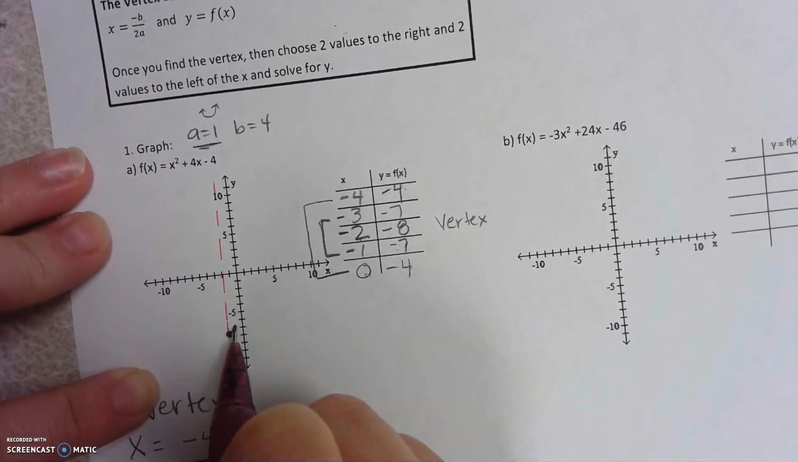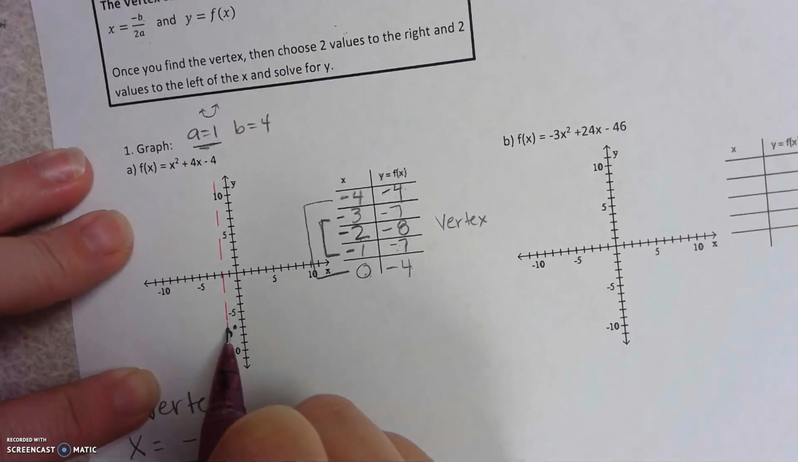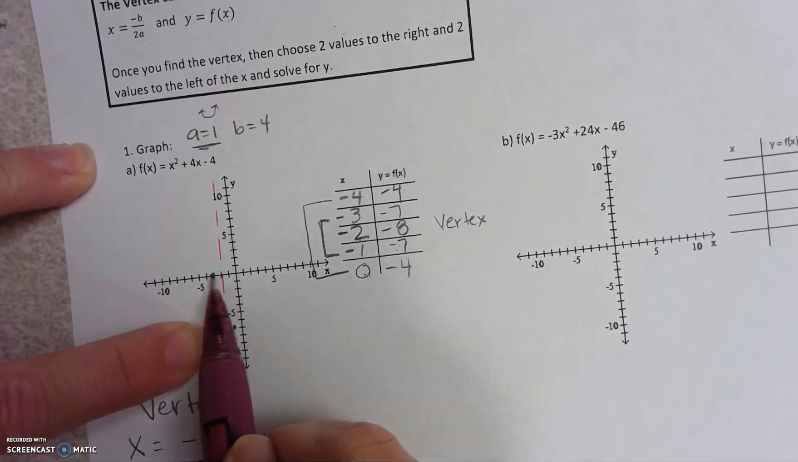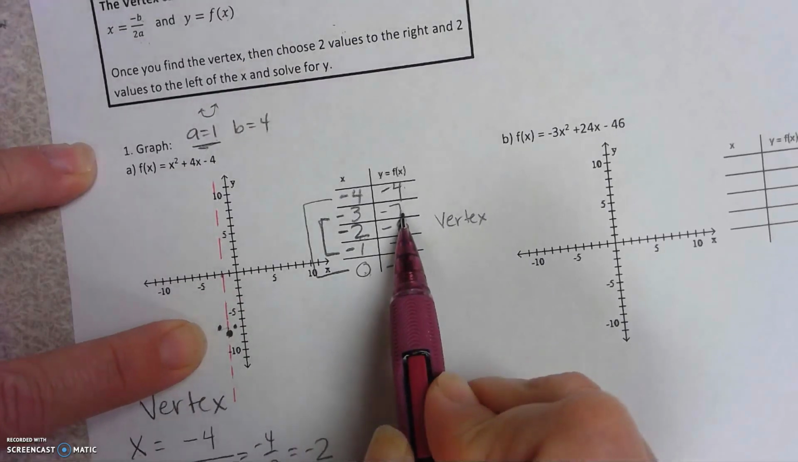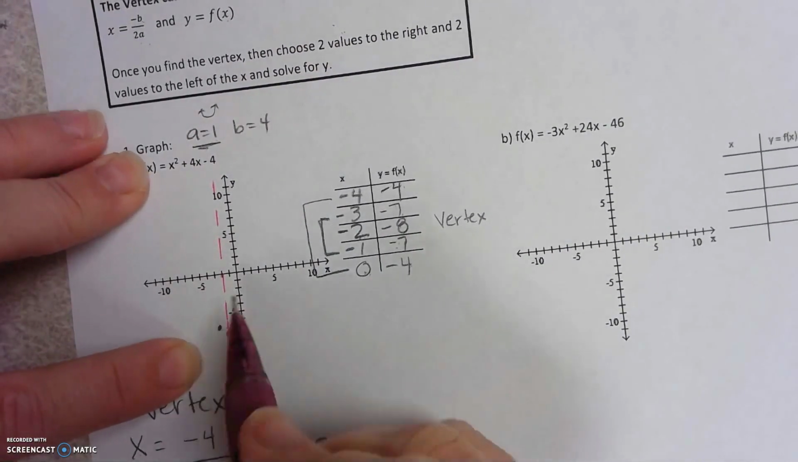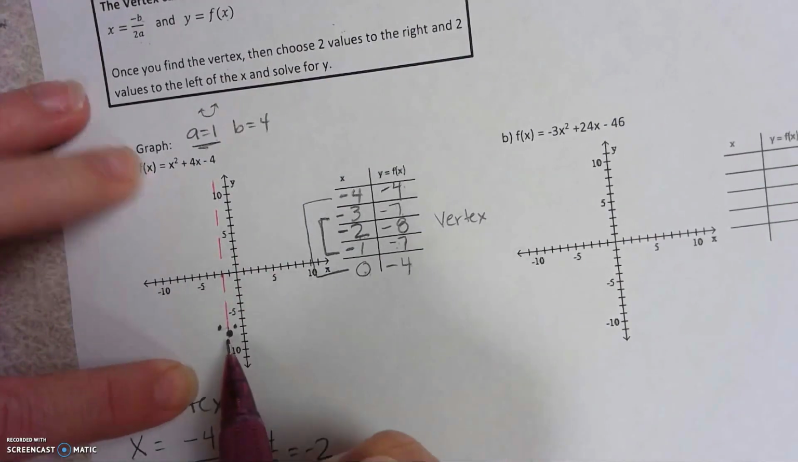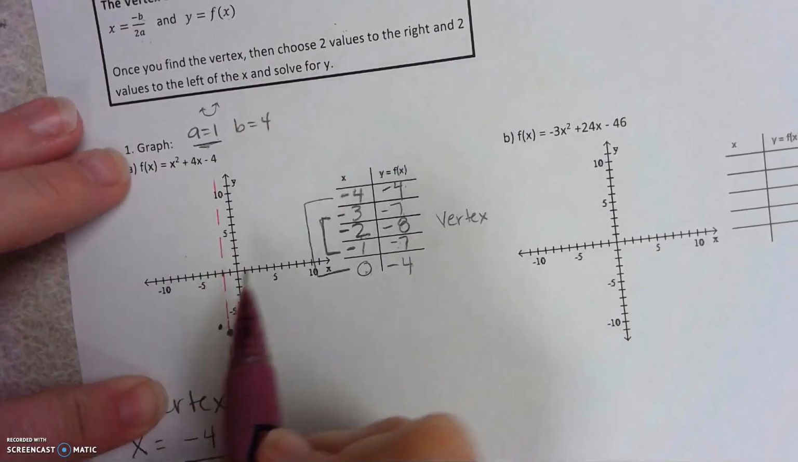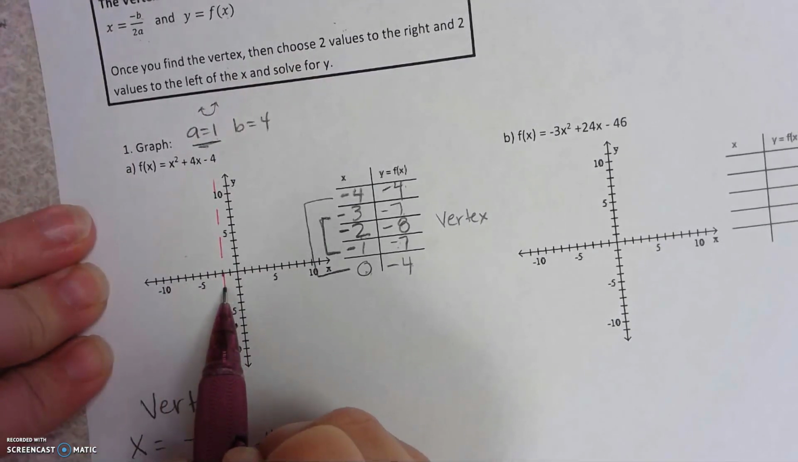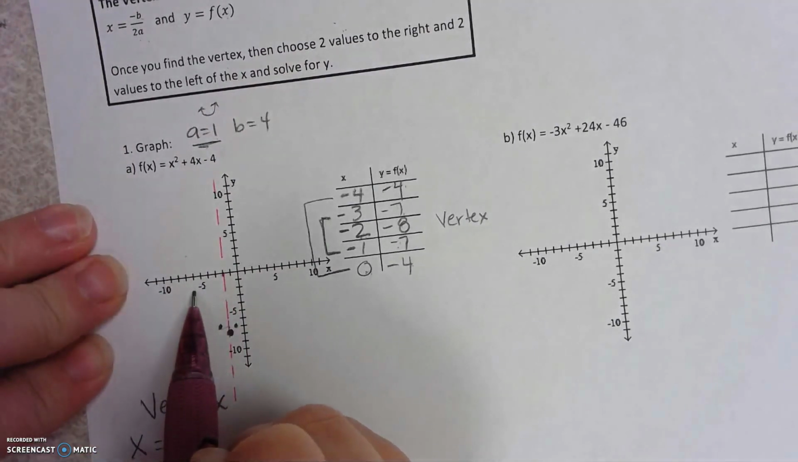So from here, if I go 1, then I should be able to go 1 to the left and have a matching point. And I'm going to verify that. I should have a point at negative 3, negative 7, which you see I do right here. So that's another way you can graph the points also: if you know half of them, then you can easily find the other half by counting back to the axis of symmetry and continuing that same distance.